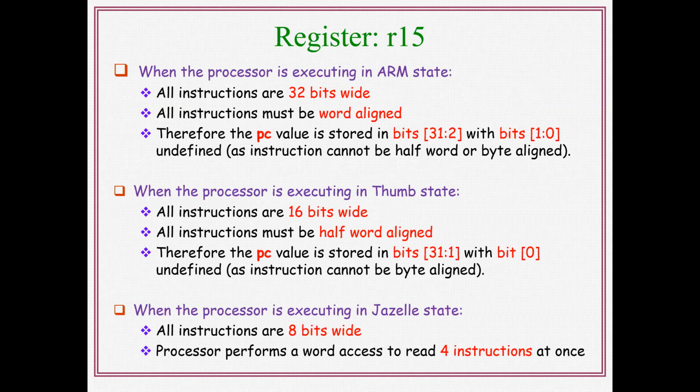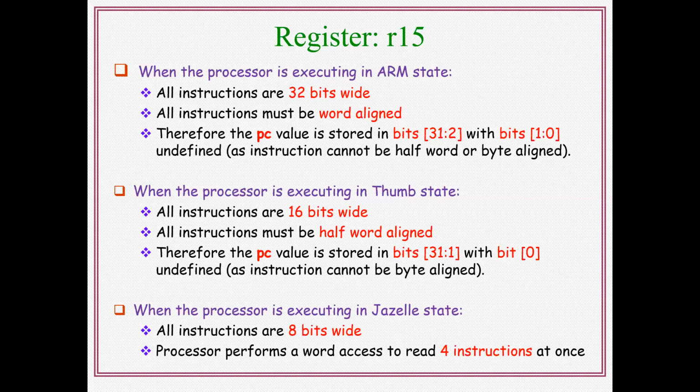Register R15 is called the program counter. When the processor is executing in ARM state, all instructions are 32-bit wide. All instructions must be word aligned because they are 32-bit wide. Therefore, the program counter value is stored in bits 31 to 2, with bits 1 to 0 undefined, because every time 4 is added, so bit 0 and bit 1 are undefined.